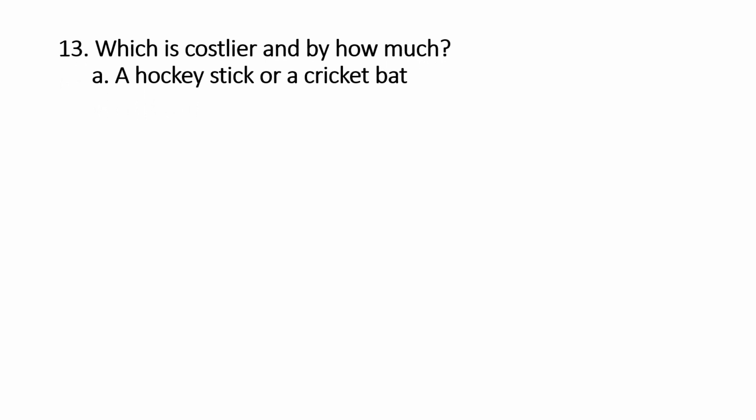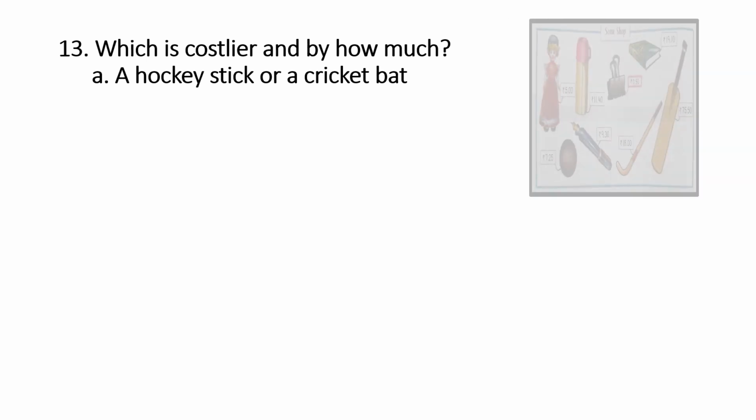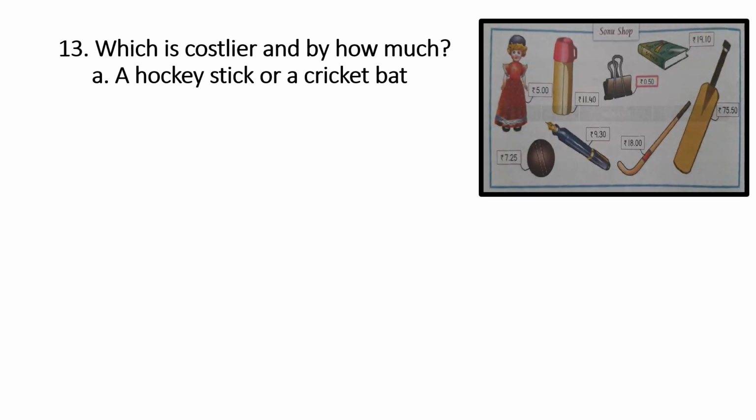Which is costlier and by how much? That means there are two parts in this. First, you have to see the comparison, which is the costly item, and then you have to find out by how much from the respective list only. So here I have taken part A, that is, whether a hockey stick is costlier or a cricket bat. So we'll compare the prices of the two items. How to do it? Let's see it in the solution.